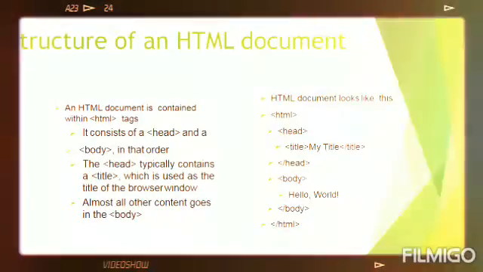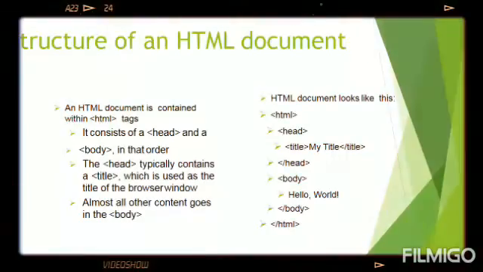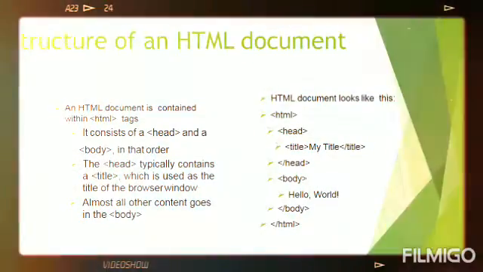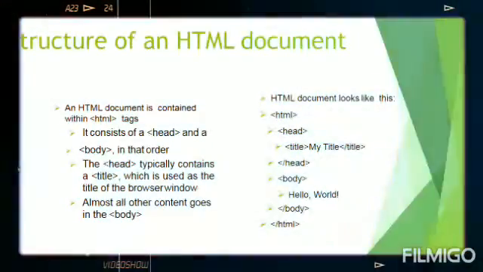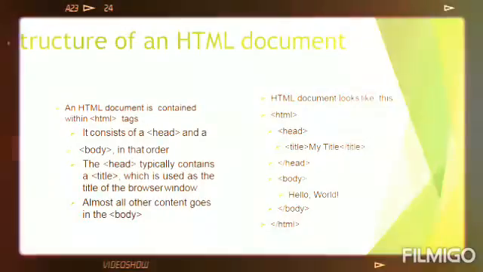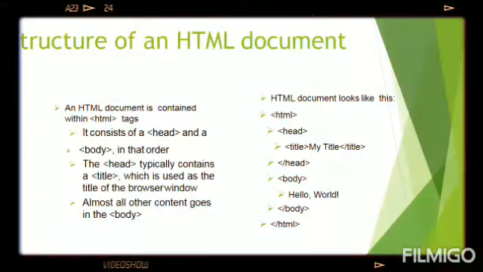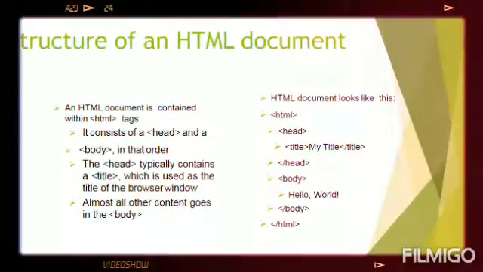Here you can see the structure of an HTML document, or how you can write code in HTML. It always starts with an HTML starting and ending tag, and inside the HTML tag we have two main parts. The first one is the head tag and the second one is the body tag. In the head tag we write the title. The title will appear on the title bar, and inside the body, all the things that you want to appear on the screen are written, or the content is written in the body tag.